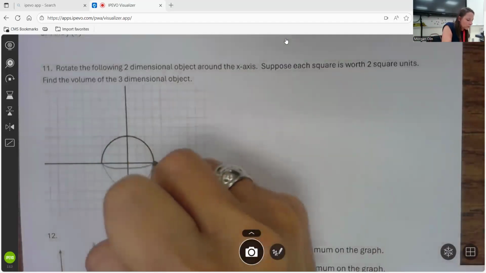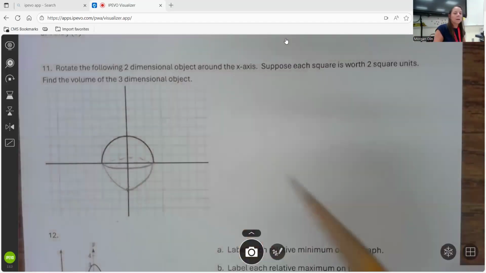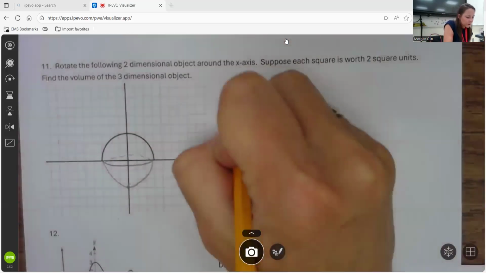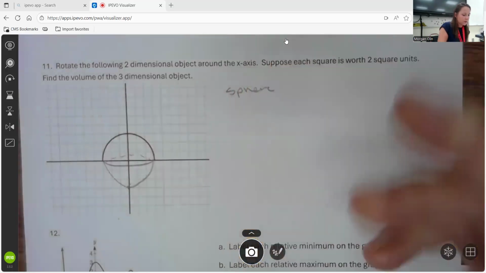So let's put a little 3D shape to it. And it's going to make it three-dimensional. So don't say it makes a circle. What does it actually make? It makes a sphere. All right, so we made a sphere here.